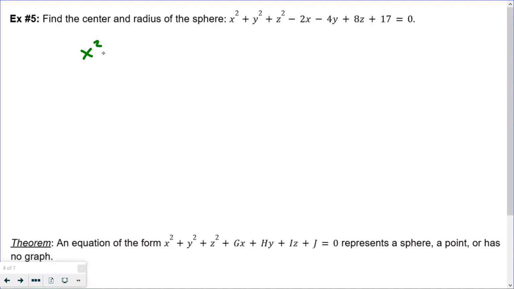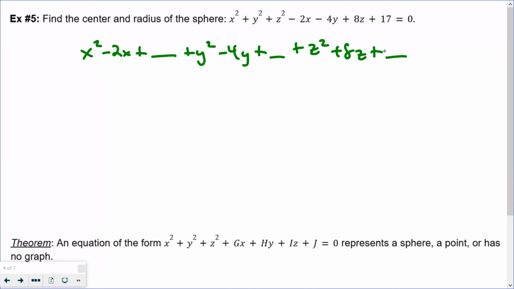Remember, we put the x family together. I'm going to put a blank there because I want to complete the square. I'm going to put the y family together, with a blank there because I have to complete the square. I've got to get the perfect square that I can factor. Then I'm going to put the z family together, and do a plus blank because I've got to add something there. Once again, why? Because I need to complete the square and get a perfect square.